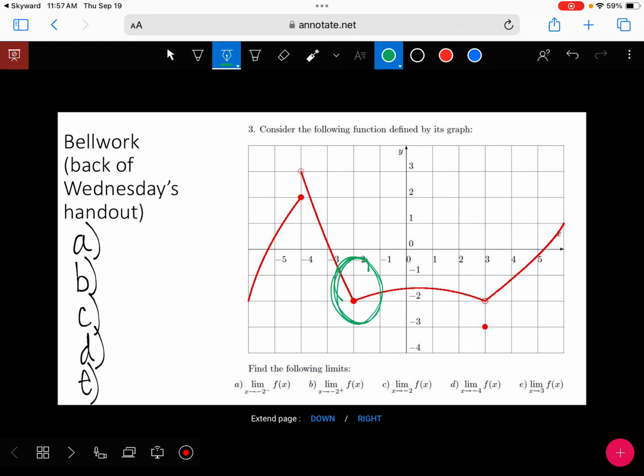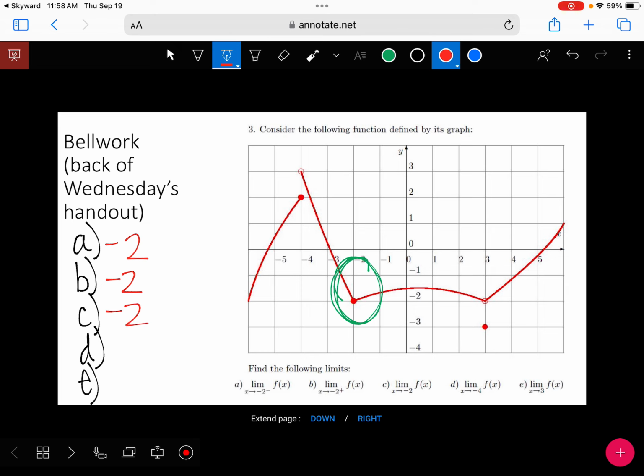Okay, so for this first one, A, B, and C, if you look at -2, there's nothing happening. So the limit is just the y value at -2. And the y value at -2 just happens to be -2. So A, B, and C are all -2.